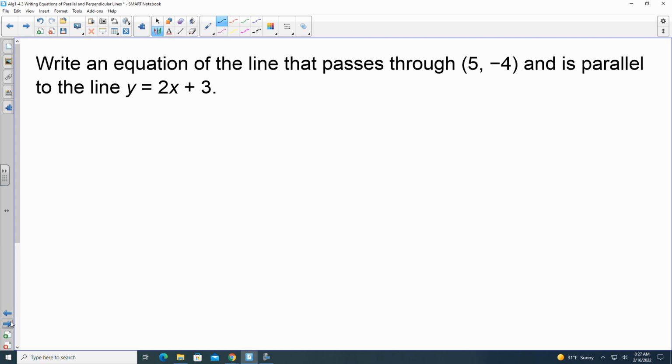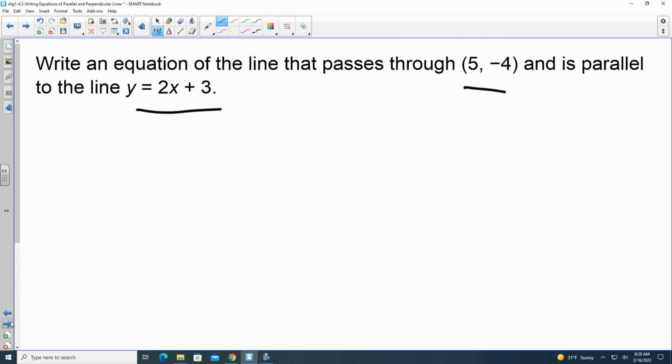In this particular example, they're asking us to write an equation of a line that passes through the point 5 comma negative 4, and is parallel to the line y is equal to 2x plus 3.